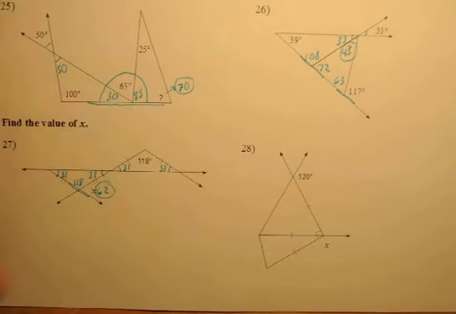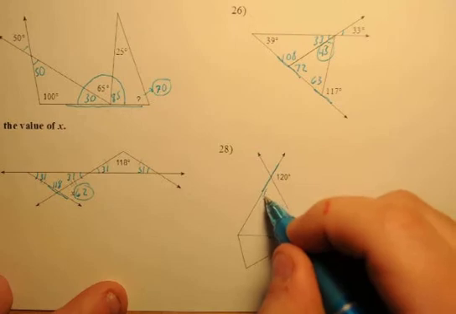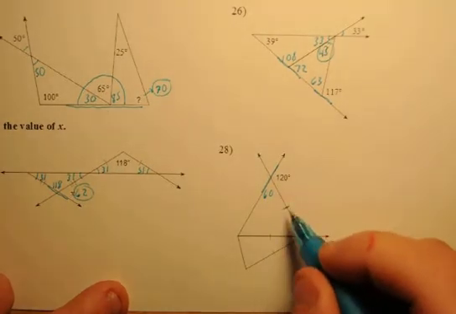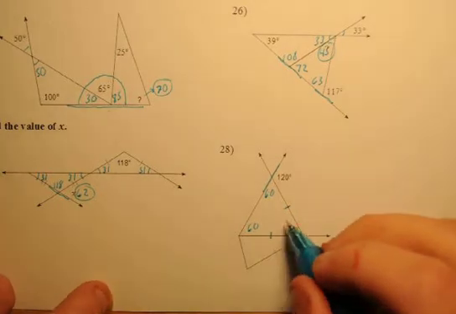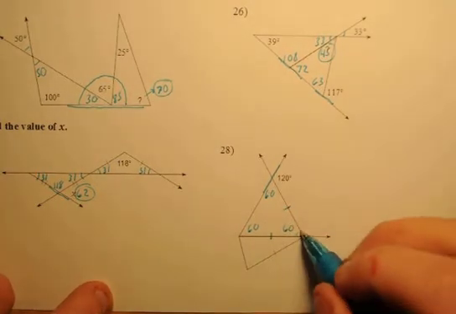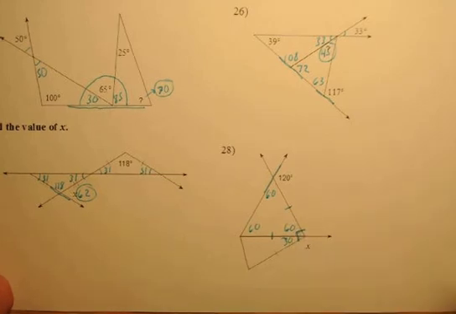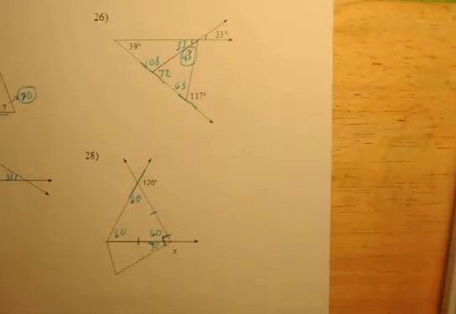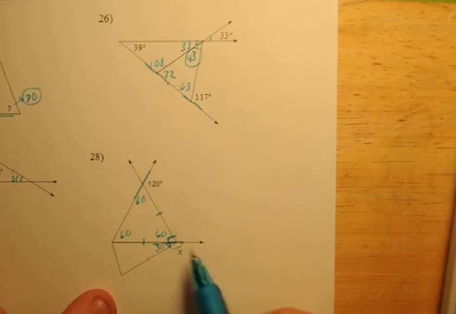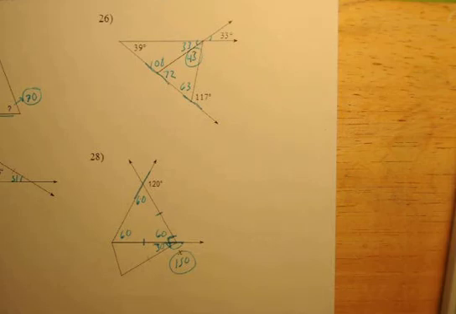Alright, last problem. We can start this one with a linear pair right here. This has to be 60. And because this is isosceles, this is also 60. These two will be the same. And 180 minus 60 is 60. Because this is 90, this has to be 30, because what's 30 plus 60? 90. And now to find this last angle, we've got a linear pair here. So this has to be 150. 150 plus 30 is 180 degrees.